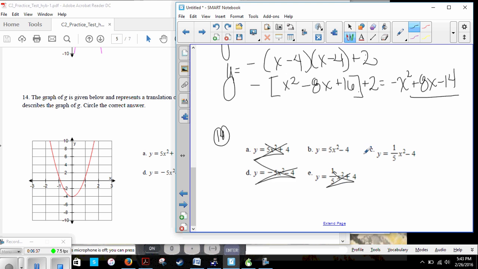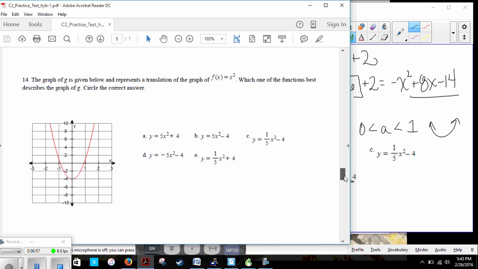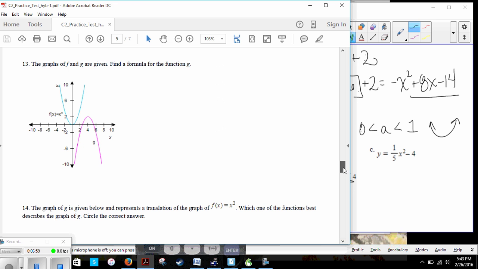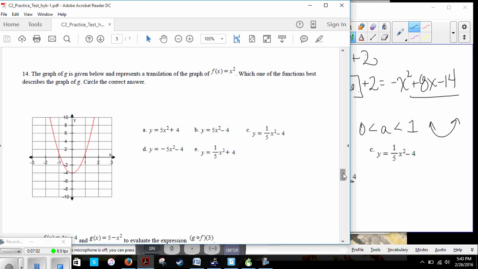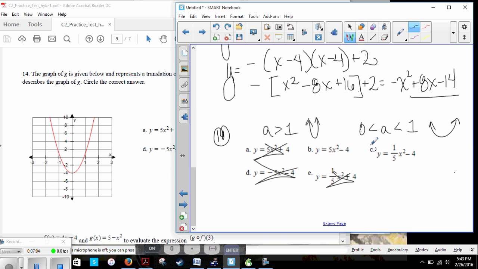Now you could graph each of these in your calculator, but when you have a value of a that is greater than 1, that's going to squeeze it together. And when you have a value for a that is in between 0 and 1, that's going to make it wider. And if you look back up at the blue graph, see how much more narrow that is compared to the red one that we have on 14? So it needs to be C, 1/5 x squared minus 4.